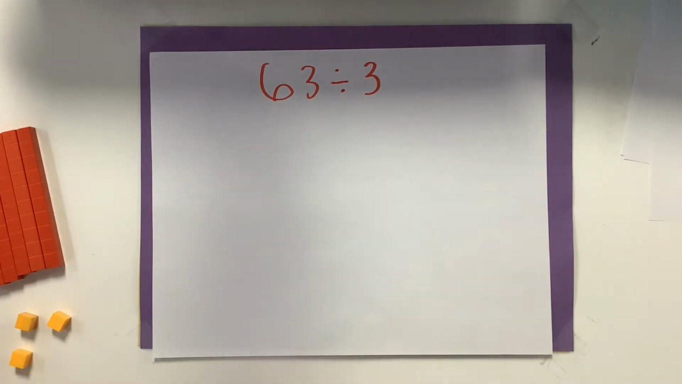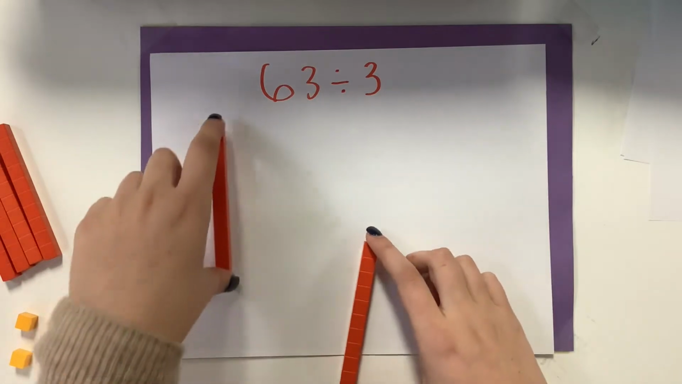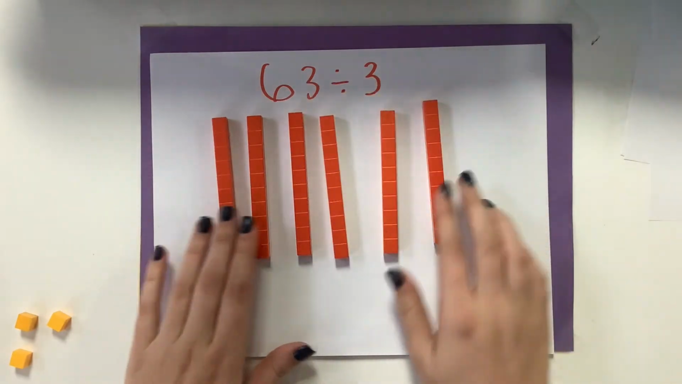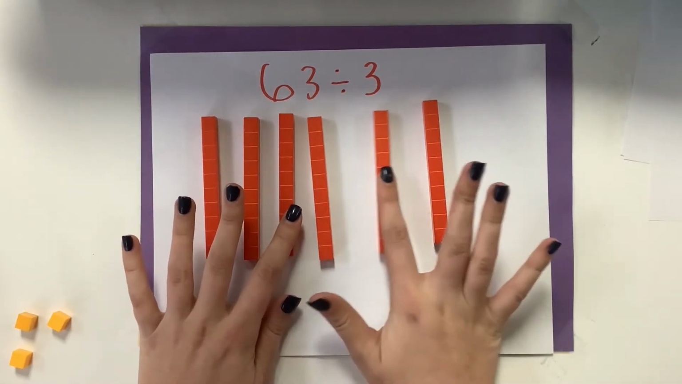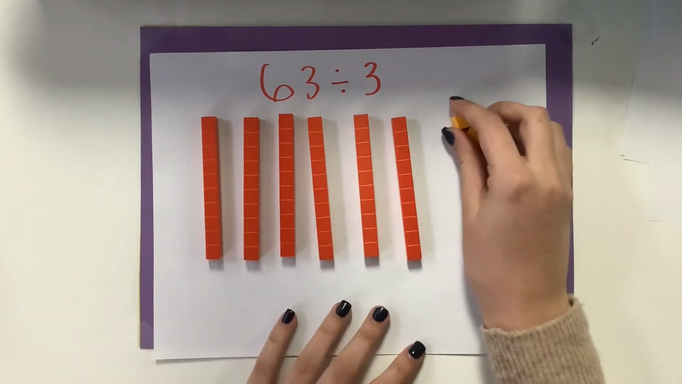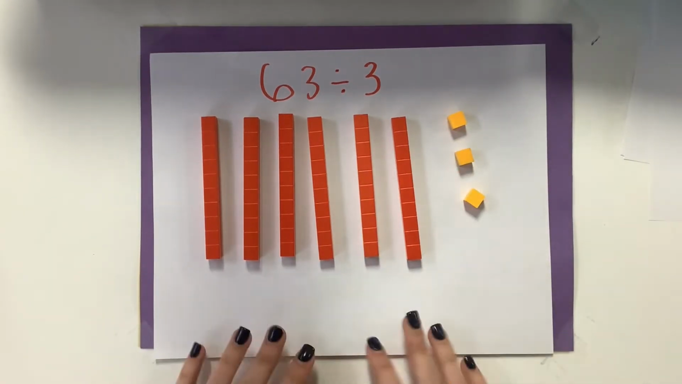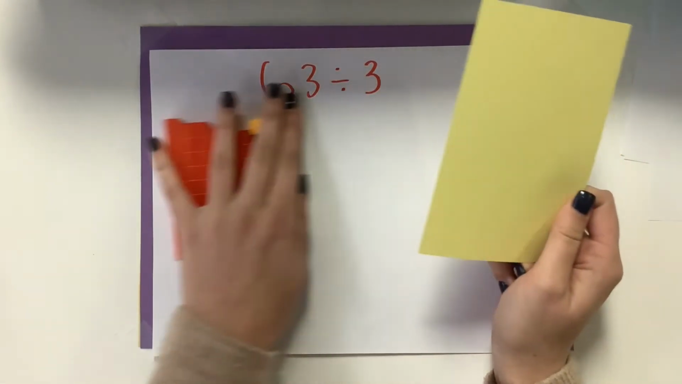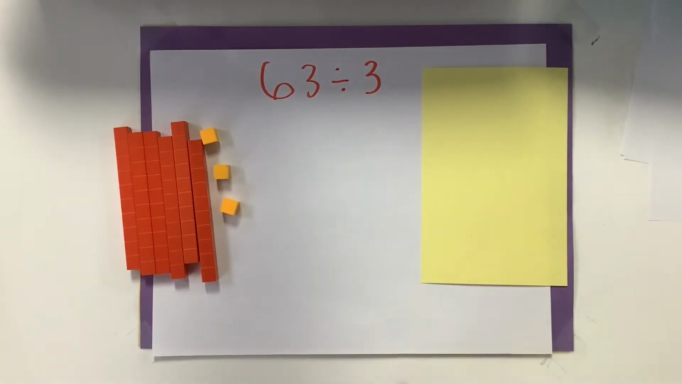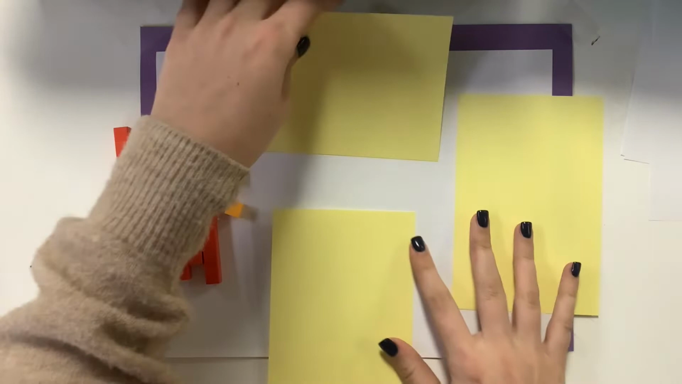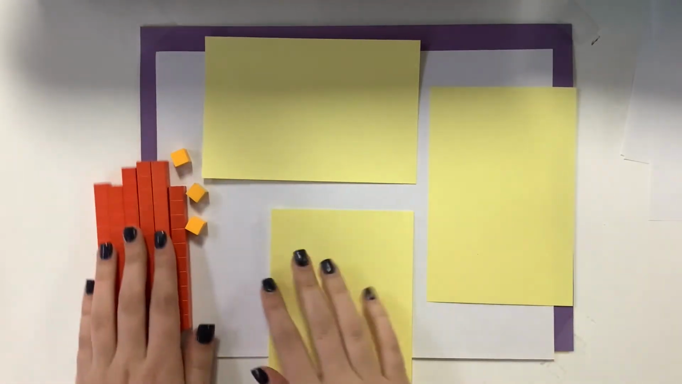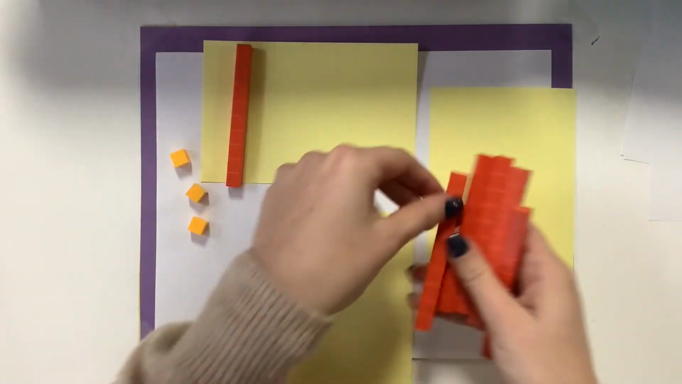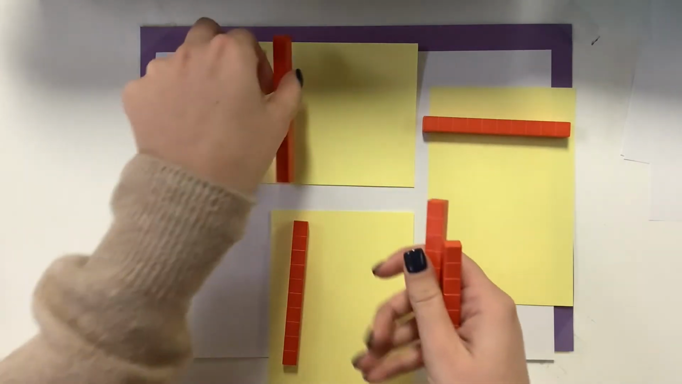First off, when I saw this problem, I decided to get 63 out. So we have a total of 63. Here's 10, 20, 30, 40, 50, 60. And here are 3 blocks. Now I need to divide that by 3. So I grabbed some cards and I put them here on my desk. I said, okay, I need to divide these 63 blocks evenly to these 3 cards. So first I started with the 10s and I gave each one a 10.